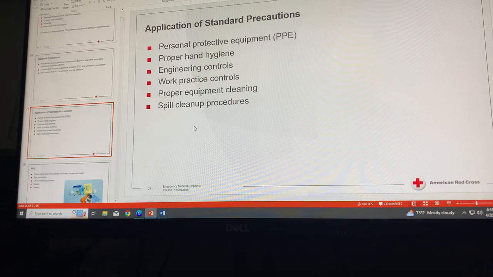Here are a few applications of standard precautions. So you have personal protective equipment, proper hand hygiene, engineering controls, work practice controls, proper equipment cleaning, and spill cleanup procedures.